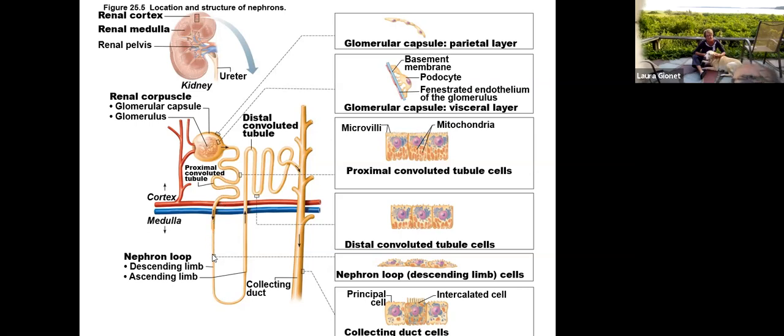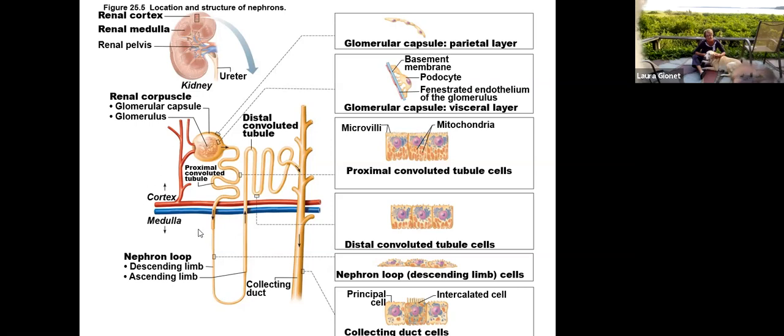It travels into the descending loop of Henle, goes around a hairpin turn, travels up the ascending loop of Henle to the distal convoluted tubule, and then multiple distal convoluted tubules will merge into a collecting duct and then transport the fluid out into the urinary pathway. The fluid within this system is called filtrate. It's similar to when fluid enters the lymphatic capillary and then lymphatic vessels. We call the fluid in there lymph. Well, the fluid within the nephron is called filtrate.